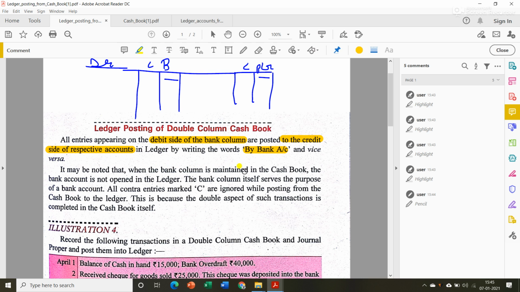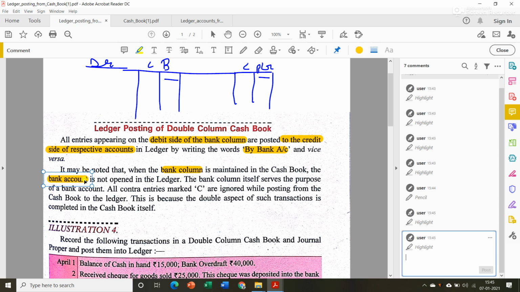that when the bank column is maintained in the cash book, the bank account is not opened in the ledger. Since we have a bank column in our cash book, we don't need to prepare any bank account. Remember that the bank column itself serves the purpose of a bank account. Since the bank column is included in the cash book, we don't have to prepare any extra ledger account of bank account.